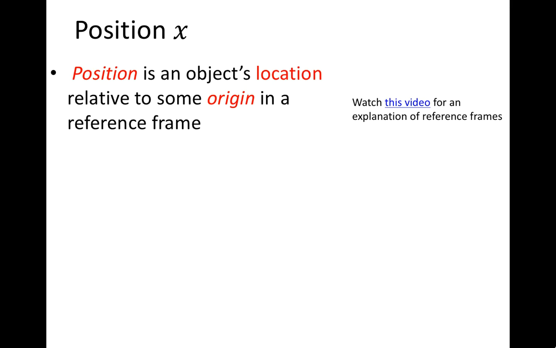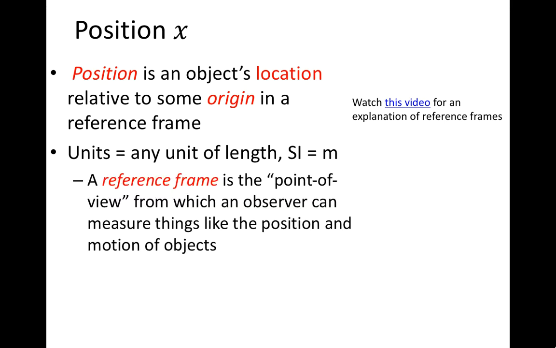Whenever we describe position, we must measure position relative to some origin within a reference frame. The units that we use to describe position are units of length, and we can measure your position in feet, inches, miles, light years, millimeters, centimeters, or kilometers. But the standard unit that you should try to always work with is the meter. Whenever I refer to a unit as being an SI unit, I mean that it's the standard unit of measure that physicists are going to most commonly use.